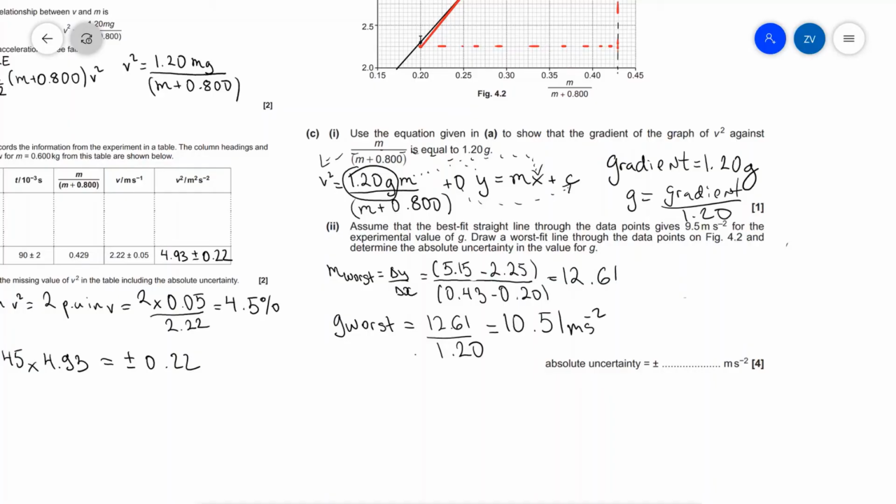Now in this problem we're looking for the absolute uncertainty, and the absolute uncertainty will be found by the difference between g worst and g best. Now we're given that the value of g for the line of best fit is 9.5, so all we need to do is just take away those two values, and 10.51 minus 9.5 is going to give us simply 1.1 meters per second squared. So this will be equal to plus or minus 1.1 meters per second squared.